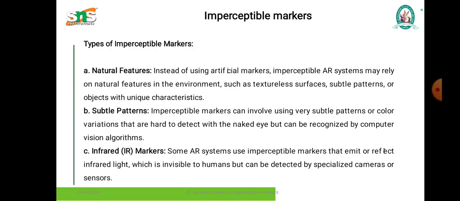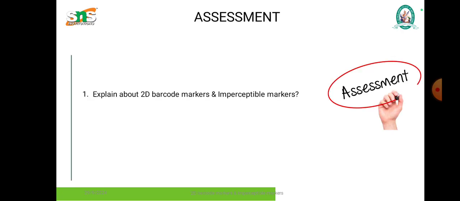And the third type is infrared markers. Some AR systems use imperceptible markers that emit or reflect infrared light, which is invisible to humans but can be detected by specialized cameras or sensors. So these are the types of imperceptible markers.